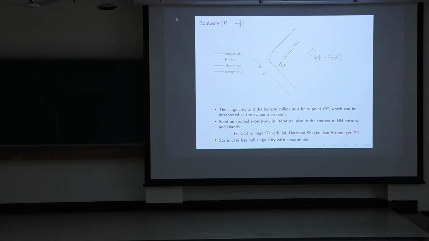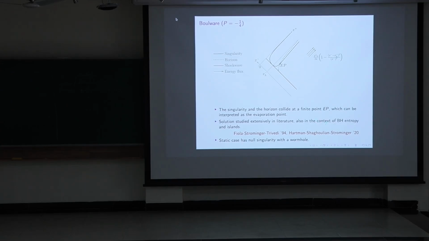However, if you have some shock present, then it develops some singularities, and it also develops an apparent horizon. This is the shock, and at some point this apparent horizon hits the singularity, which you can think of as the end point of evaporation, after which the classical description is invalid. It has some outgoing radiation which looks like this. As I said, the singularity and the horizon collide at a finite point EP, which can be interpreted as the evaporation point.